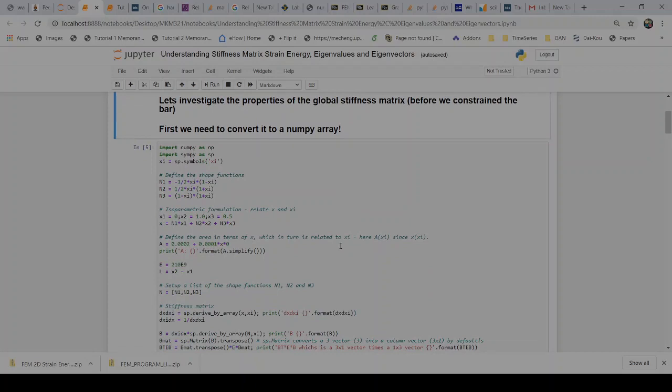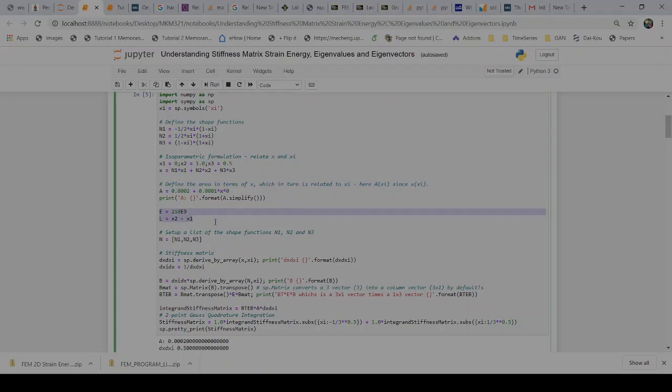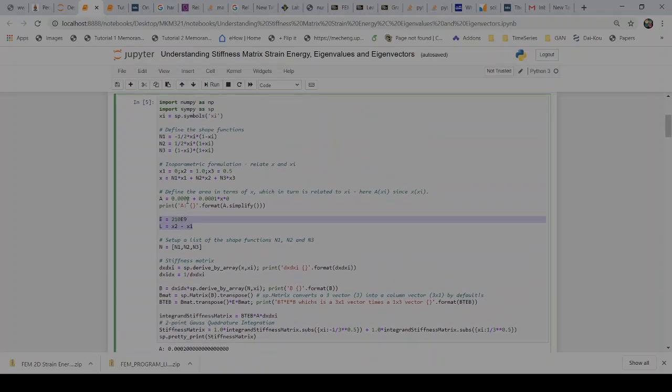First, let's follow this approach where we solve the problem with SymPy, using symbols. We have symbolic expressions for N1 to N3, and we have the isoparametric formulation. We have the area, which is constant, but we multiply by a 0 times x just to make sure it is a symbolic type. We've got E and L. The x1, x2, and x3 are just nodal coordinates.